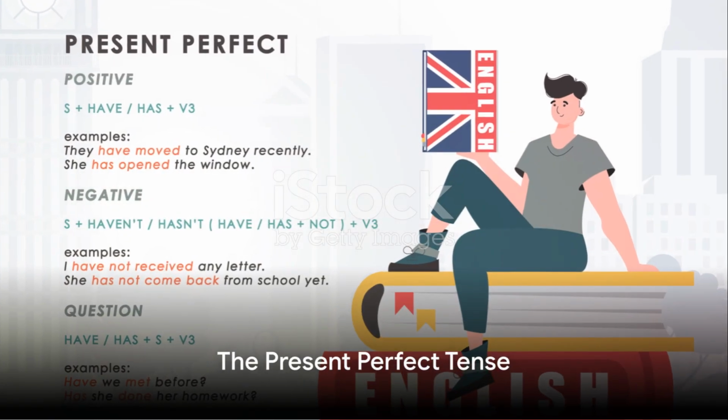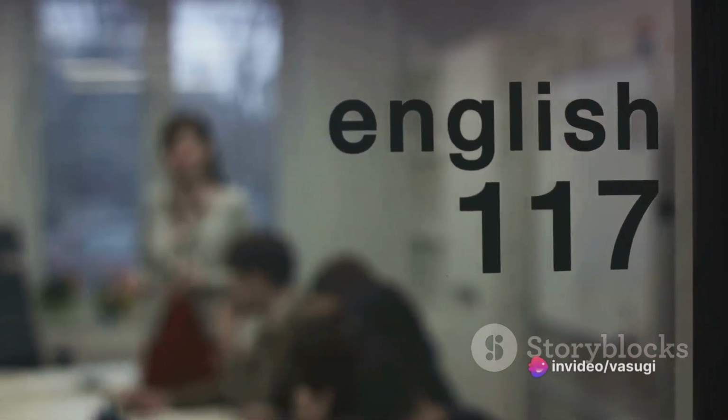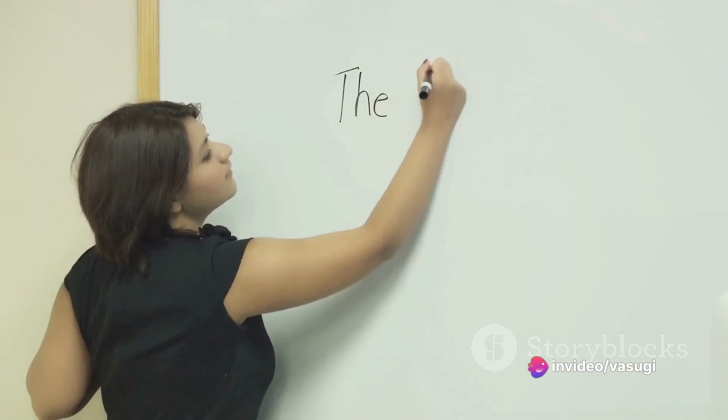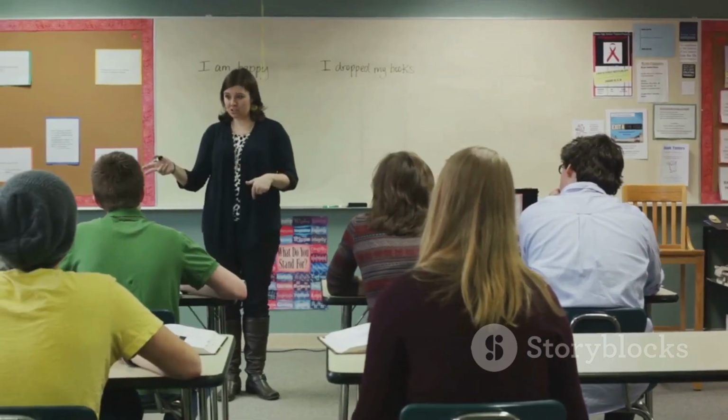Next, we have the present perfect tense. This tense expresses an action that happened at an unspecified time before now. The structure is subject, have or has, past participle, and the object or complement. For instance, he has finished his homework.